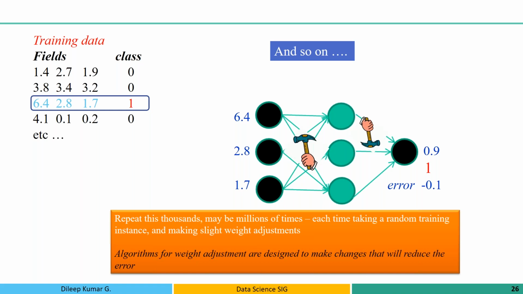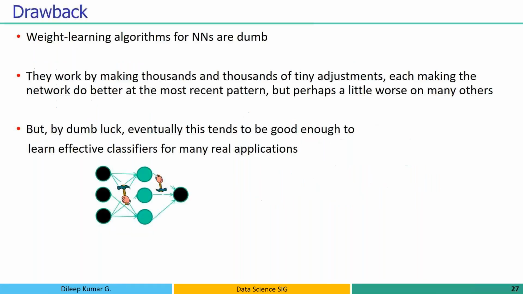That means some millions or thousands of times I need to do the changes. So it's a very time-consuming process, and we need efficient algorithms which can adjust the weights. And if your algorithms which are modifying these weights are not good, then the output is also not good. It depends on the weight adjustment algorithms.